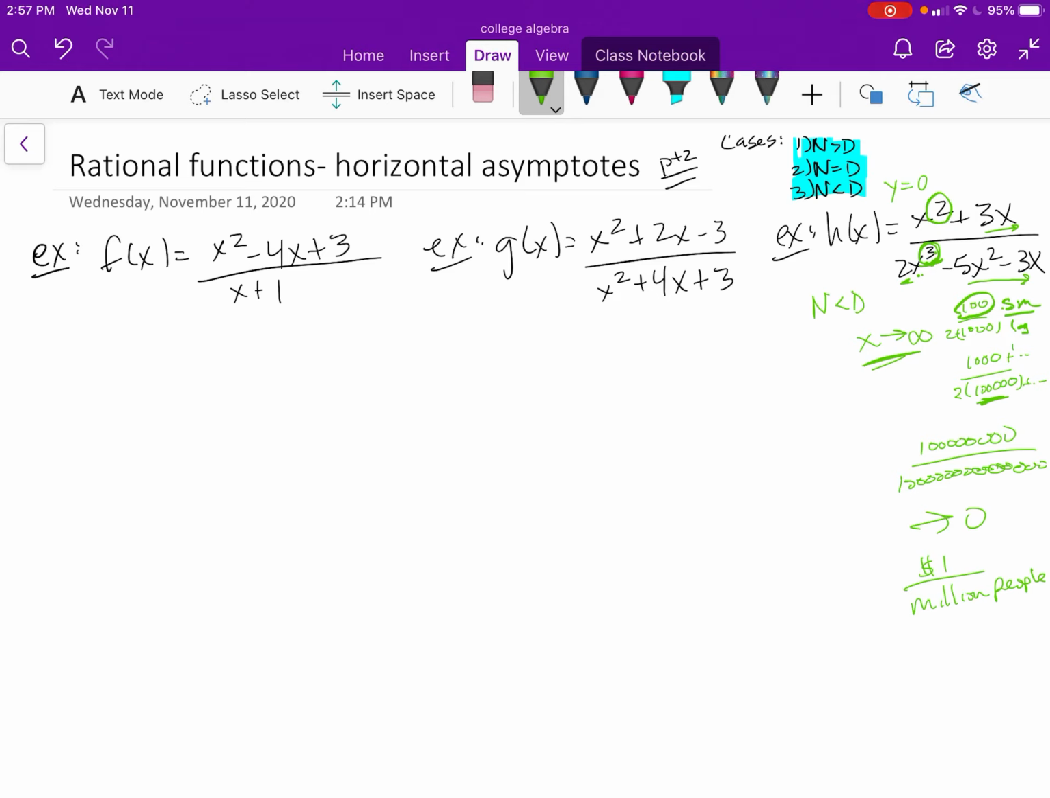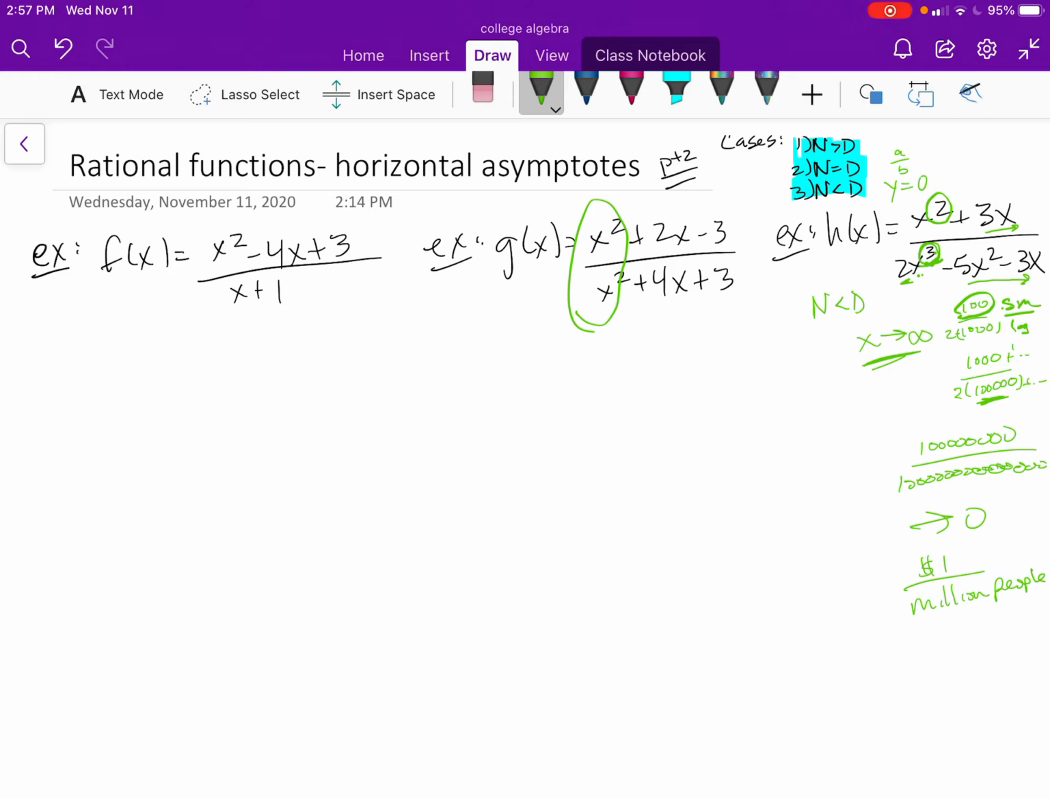Okay. Case 2, as I said, working backwards. If the degrees are equal in the numerator and denominator, then what you do is you look at the leading terms, so we have, in this case, just x squared over x squared, and you divide their coefficients. So I'm just going to write a over b, so that is the horizontal asymptote. And what does that mean?